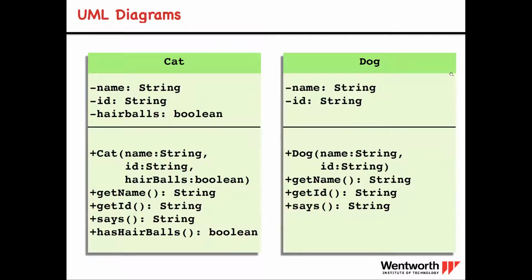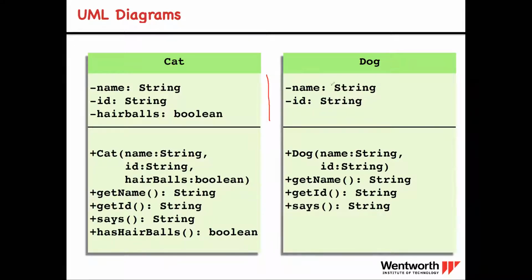From a UML diagram perspective, this is what I want. I want 2 classes, dog and cat, and remember that we always put the variables at the beginning. So we have a name and ID for both the dog and the cat. And then the cat has this extra variable called hairballs. So it might have hairballs, it might not. This is a Boolean, so that would be true or false. The minus next to the variable names tells us that those are private. So we're following this abstraction and encapsulation principle by putting these variables together in their appropriate class and then making the variables themselves, the data for that class, private.